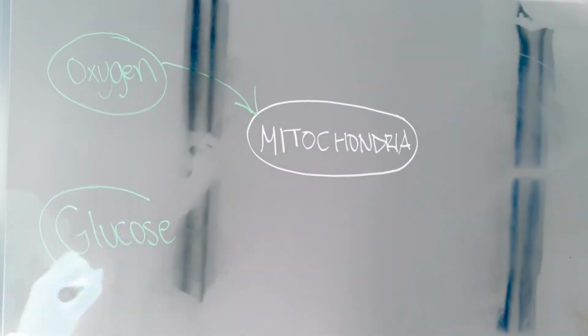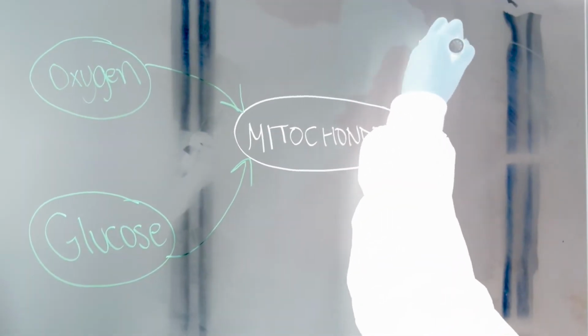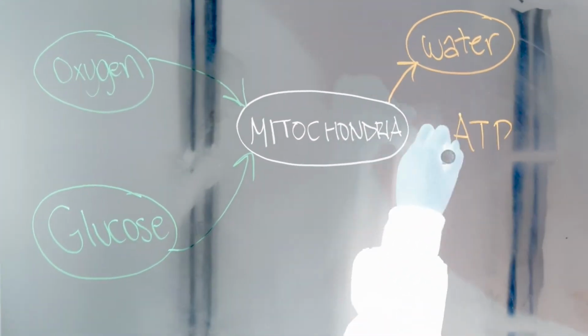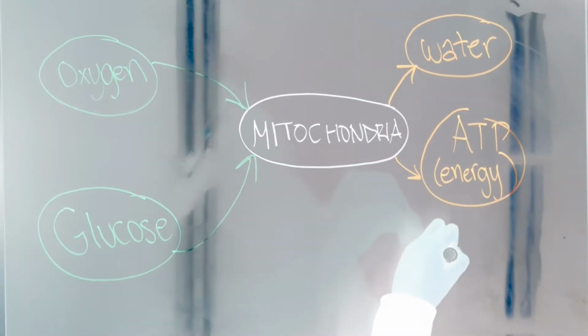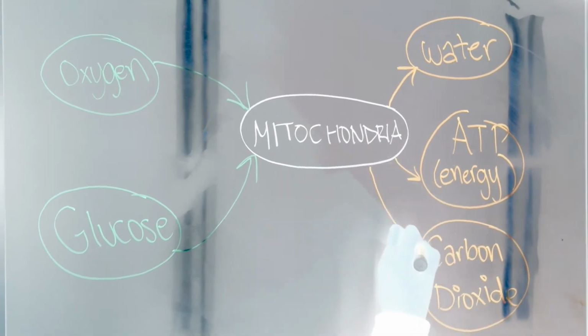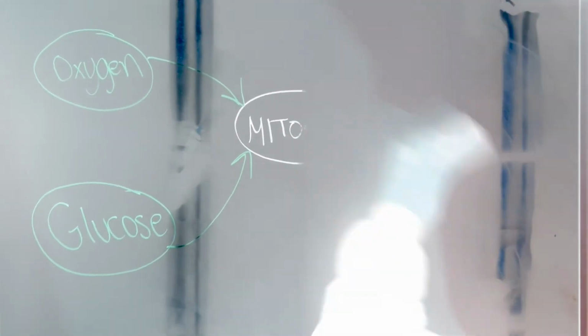Respiration requires oxygen and glucose, and the mitochondria uses them to create ATP, which is basically energy. However, we are going to be focusing on anaerobic respiration, which requires no oxygen. This process is also called fermentation, and we will be using these terms interchangeably.